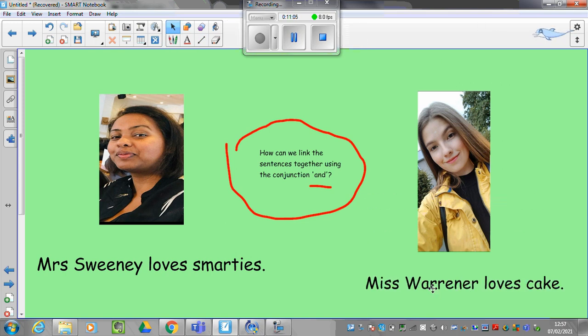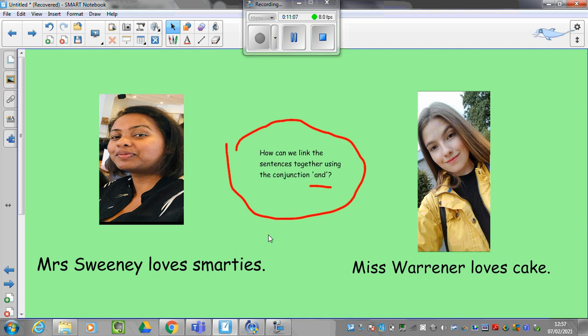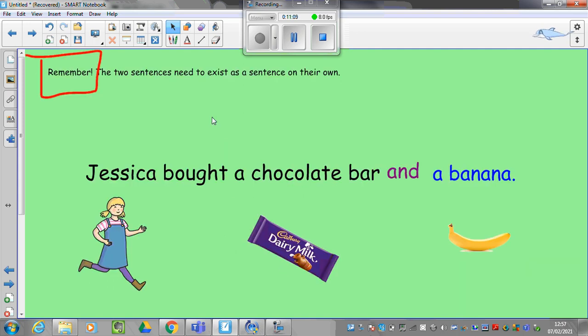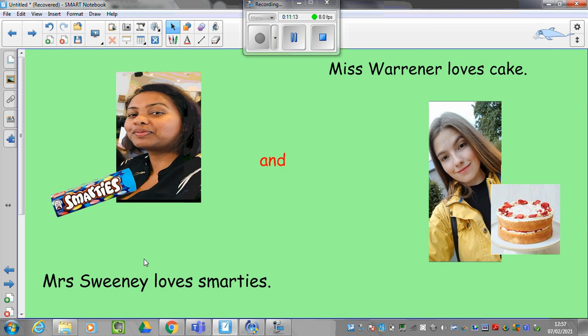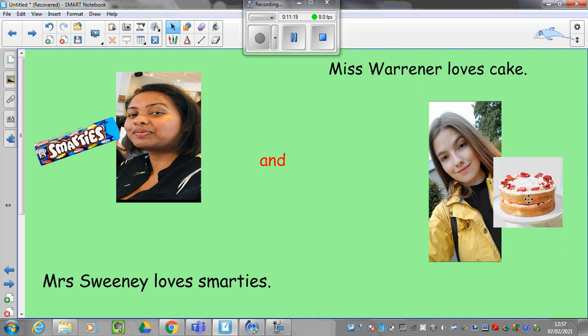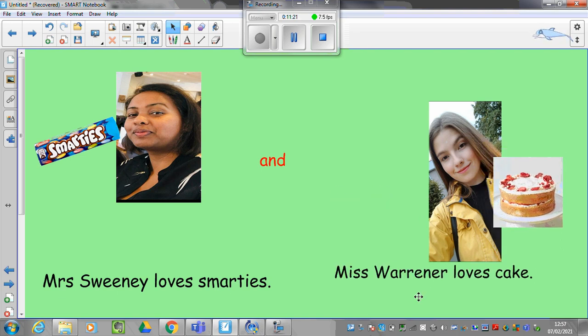That's absolutely right. We need to put our conjunction in the middle of these sentences. So let's have a go. We've got Mrs. Sweeney and her Smarties. Yum, yum, yum. And we've got Miss Warrener and her cake. Yum, yum, yum. And we need to put our two sentences together.